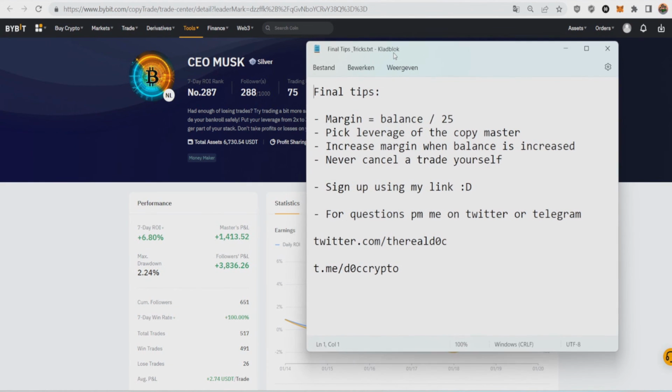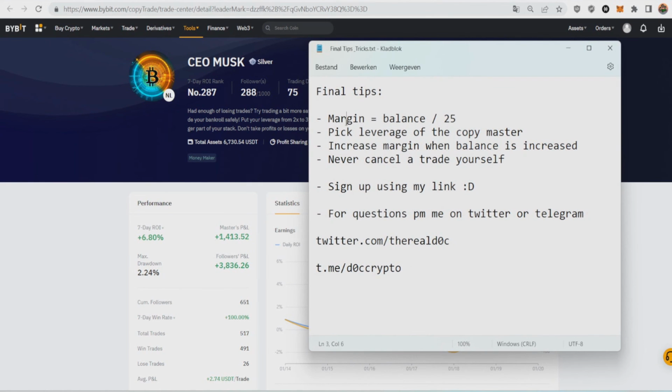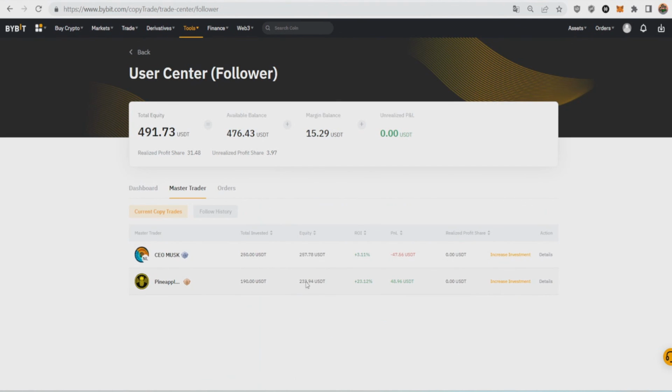To end this video, guys, my final tips: pick a margin which is your balance divided by 25. Pick the leverage of the copy master. Increase your margin when your balance is increased. So if your equity, like I started this one with 190, but let's say I start this with 250, I would be at almost 300, and my margin would be going from 10 to 12. Also, this is not correct, guys, it's bugging out, but really that's how you do it, guys.